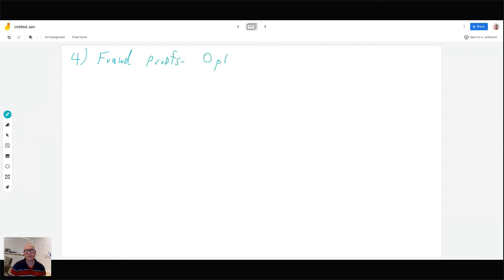So now we get to fraud proofs, also known as optimistic solutions or roll-ups. These are examples of this kind of technology, and it's new and interesting. It's somewhere in between naive replay and reputation-based, but something a little bit different.